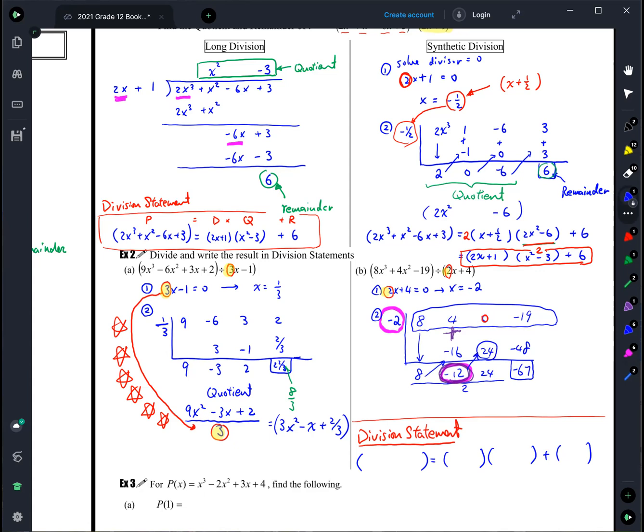You add it together. What do you get? It's 24. Okay, now what do you do next? 24 times -2. What do you get? -48. Where do you put it? Under the -19. And then what do you do? You add them. You get -67, and that -67 is called the remainder.